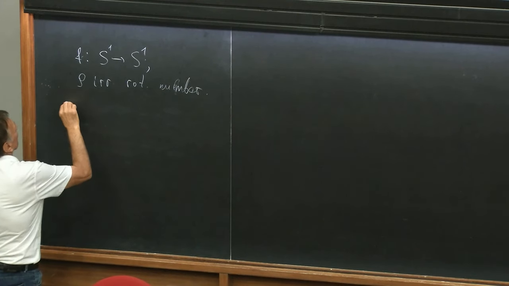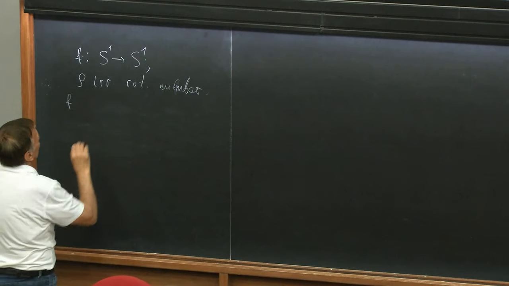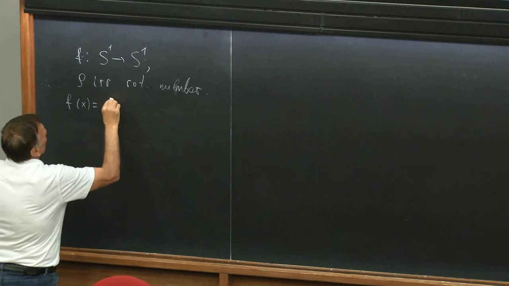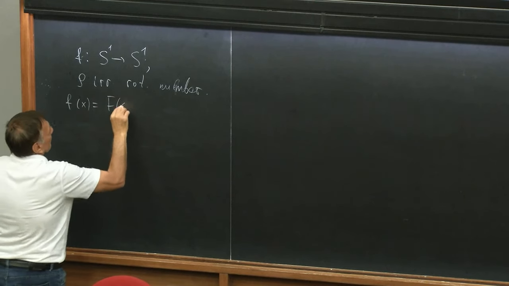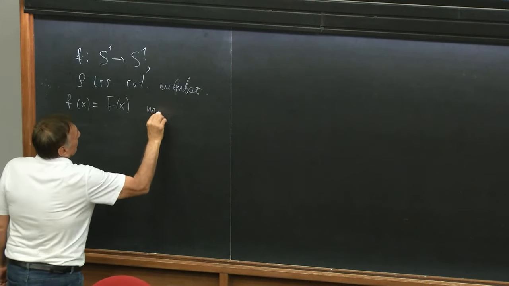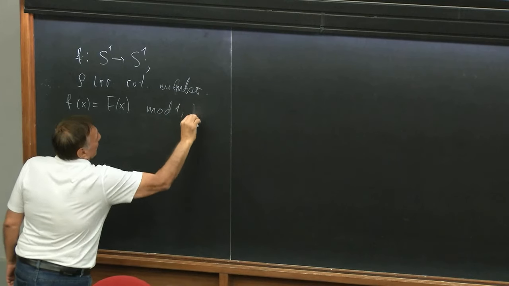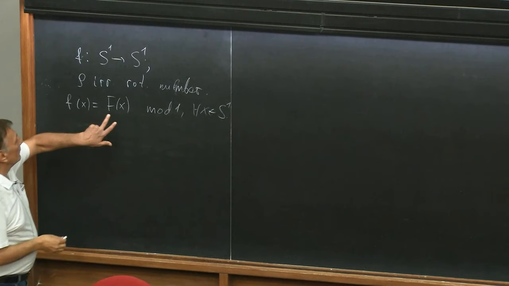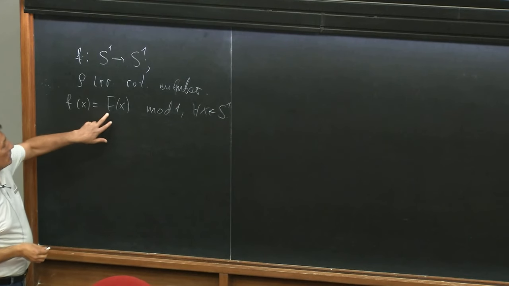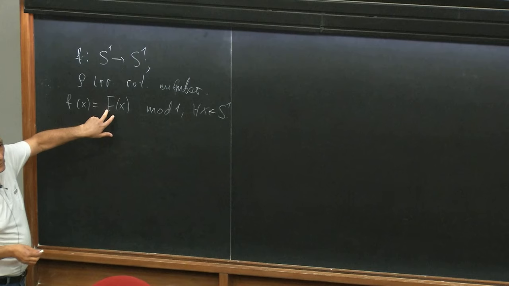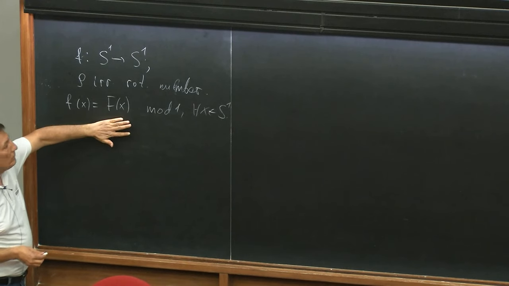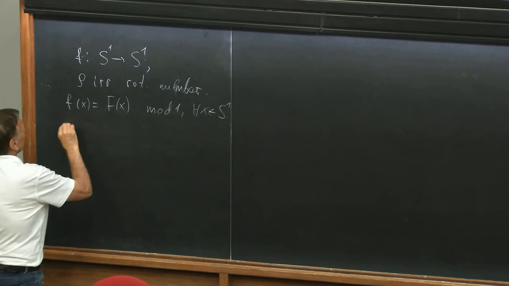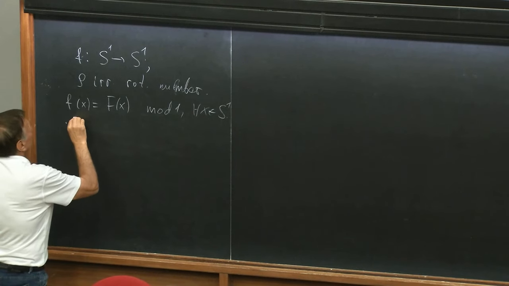Now, the homeomorphism can be defined as f(x) = F(x) mod 1 for any x from the circle. So f of x can be defined by some function capital F of x by this formula, where F satisfies these two conditions.